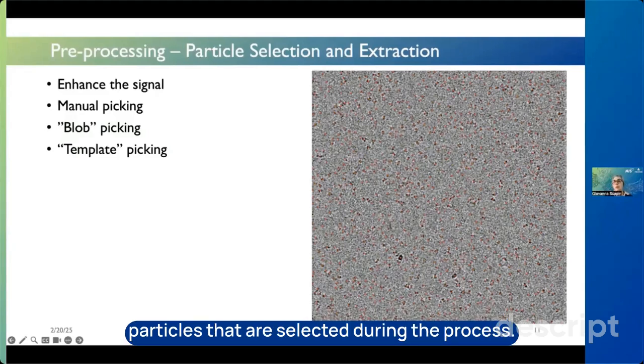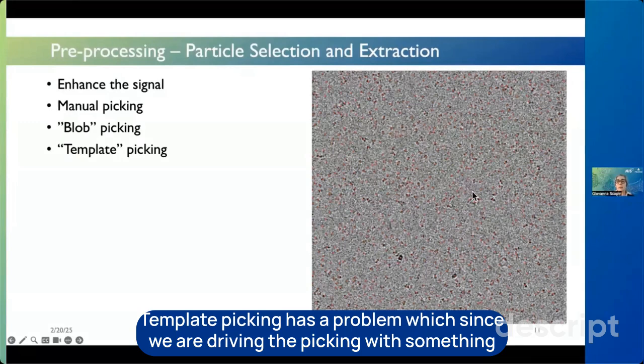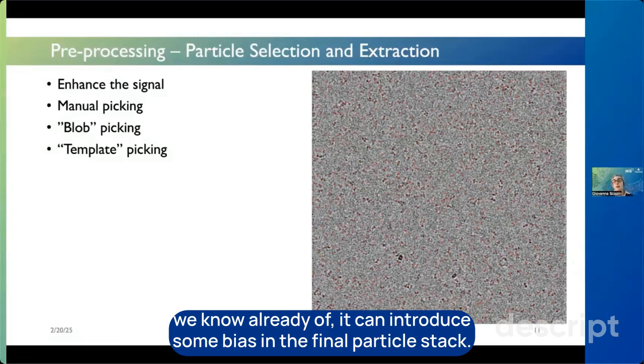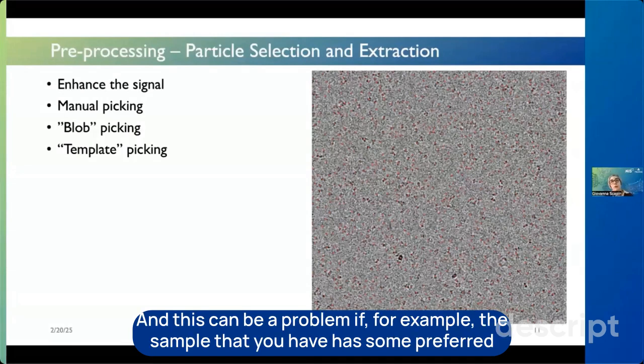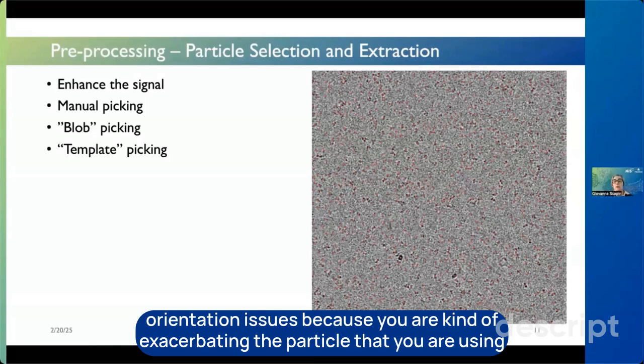Template picking has a problem: since we are driving the picking with something we already know, it can introduce some bias in the final particle stack. And this can be a problem if, for example, the sample that you have has some orientation issues, because you are kind of exacerbating the particle orientations that you are picking by using a template.